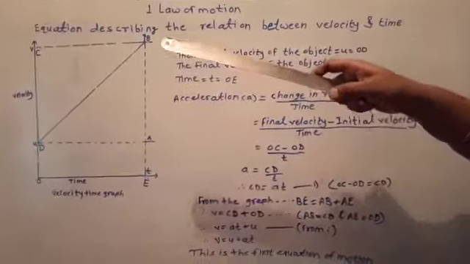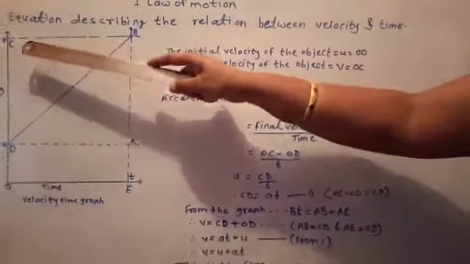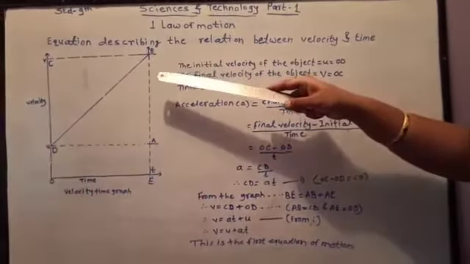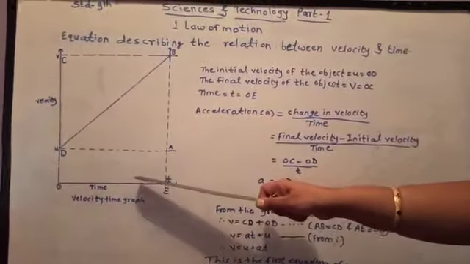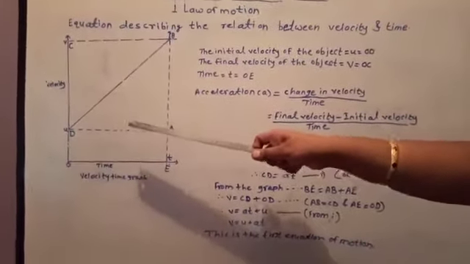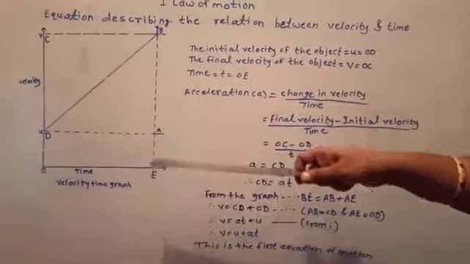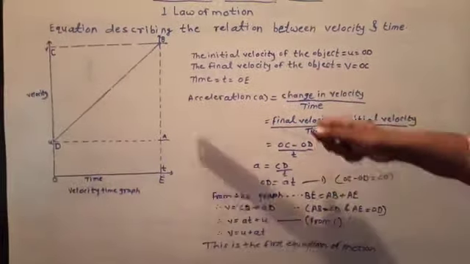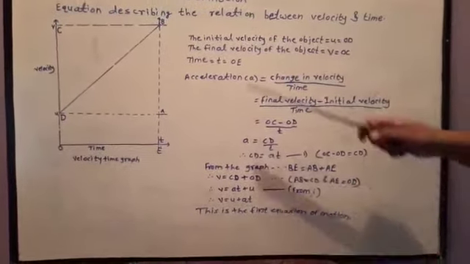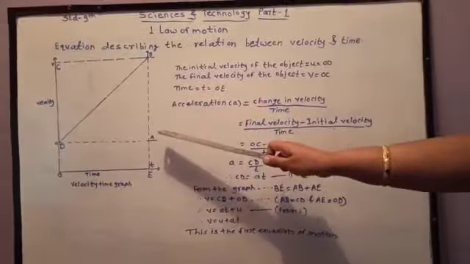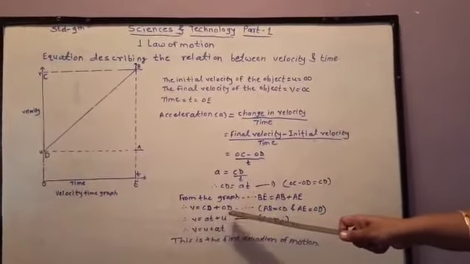Now, draw a line parallel to the y-axis passing through B. This will cross the x-axis at E. Draw a line parallel to the x-axis passing through point D. This will cross the line BE at a point A. From this graph, BE is equal to AB plus AE. Therefore, v equals CD plus OD.